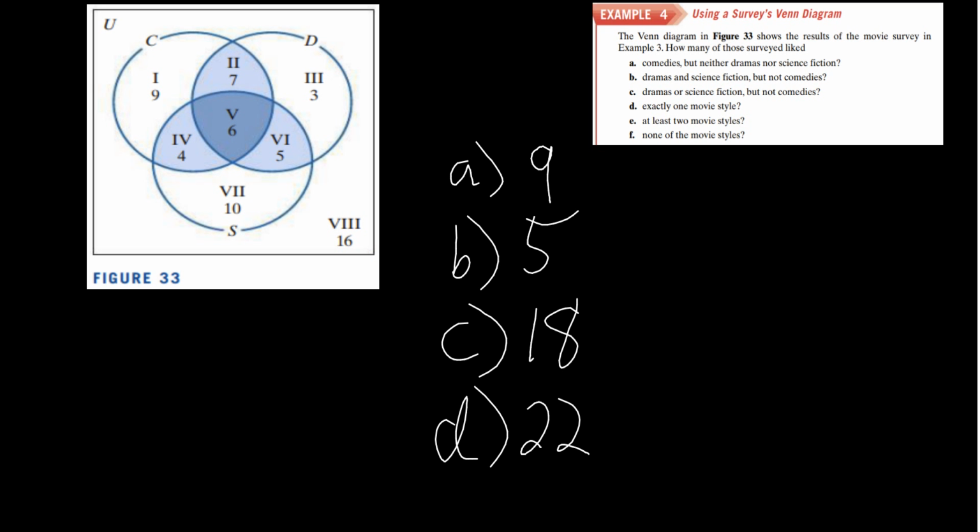And then E. How many people like at least 2 movie styles? And this is pretty interesting. So now what we're going to be doing is counting. It says at least 2, so we're also going to be counting the one in the middle, right? So at least 2 movie styles. This is a 2 movie style, this is a 2 movie style, this is a 2 movie style, and this 6 is the at least 2 movie style, like they like 3 movie styles. This is at least. So you would say 10, 17, you say 22 people.